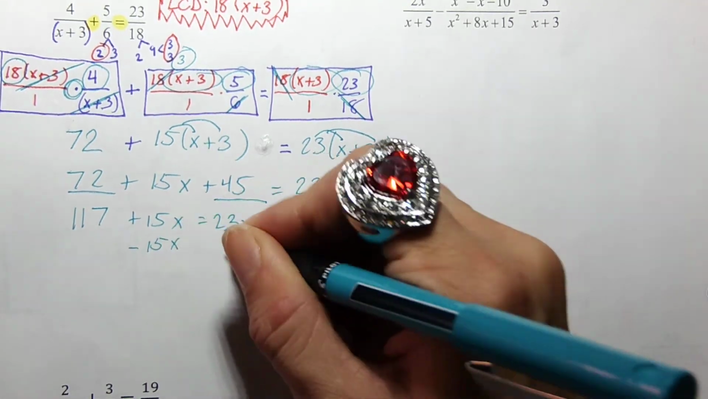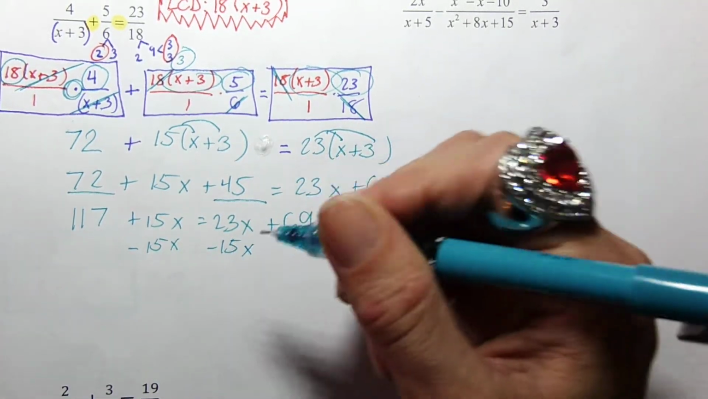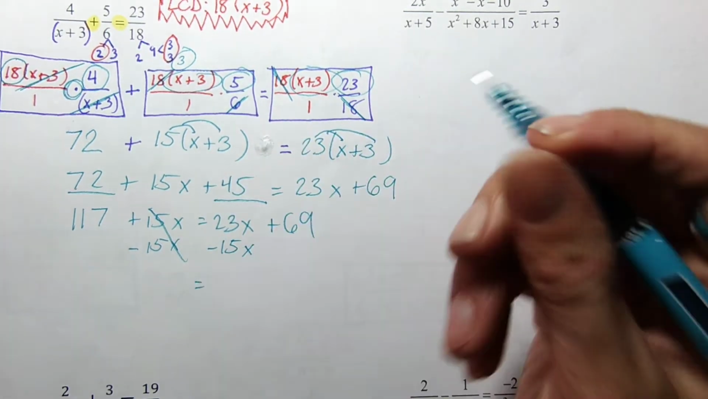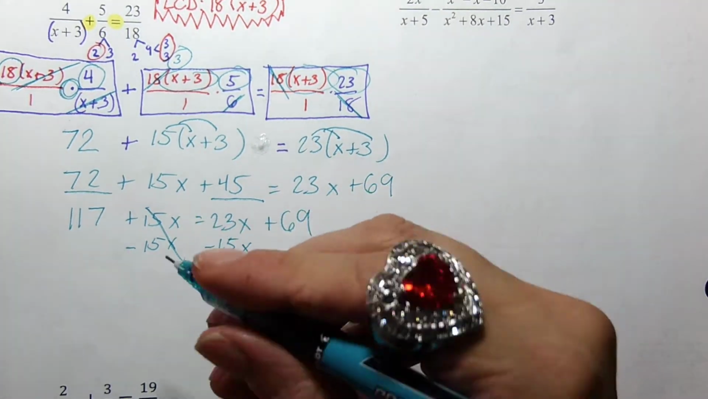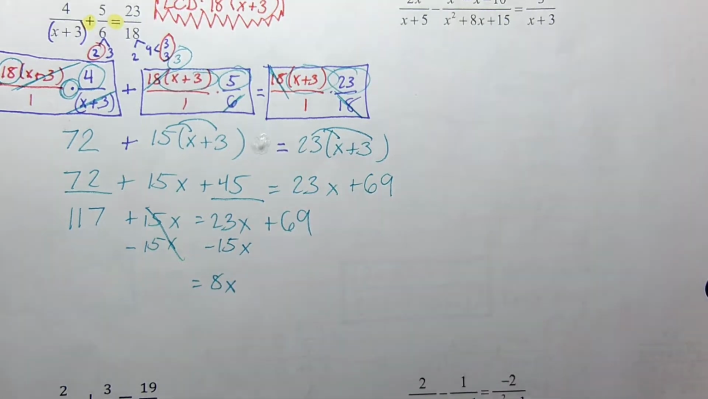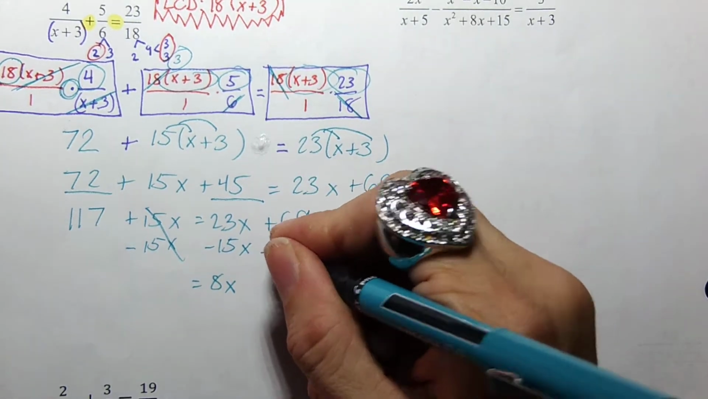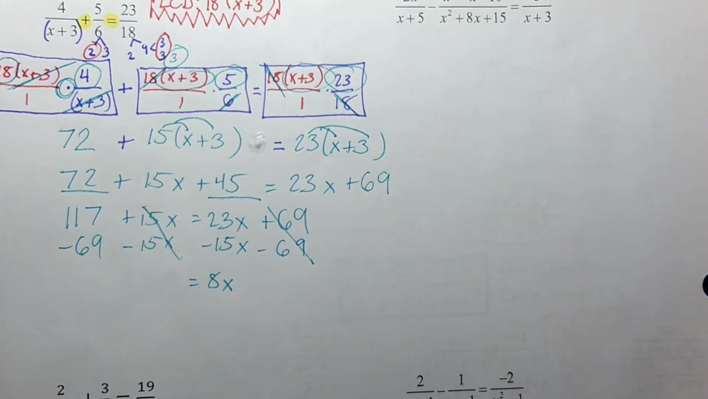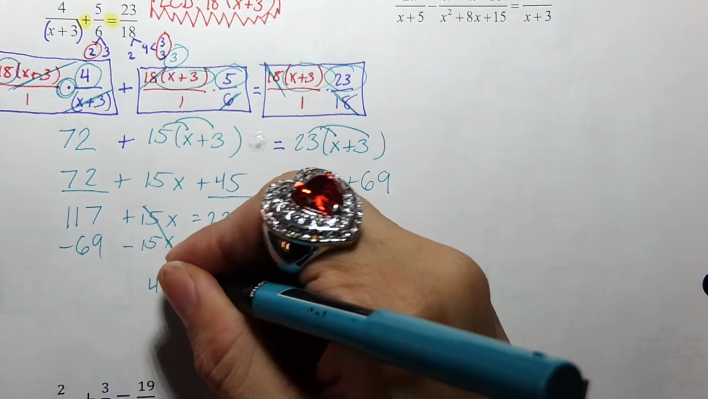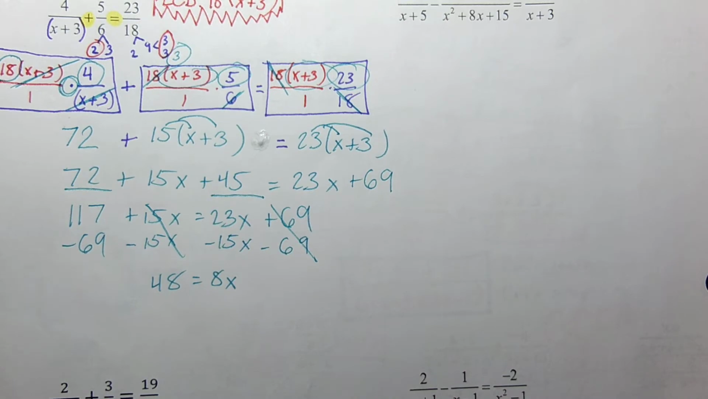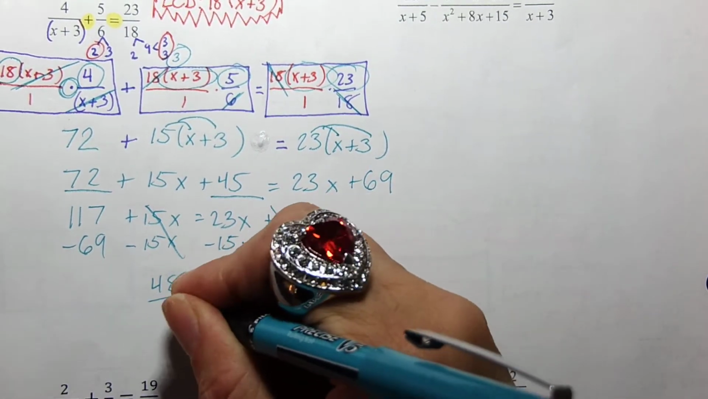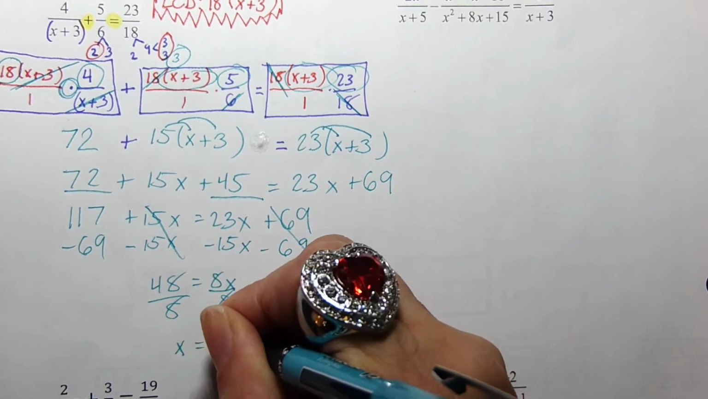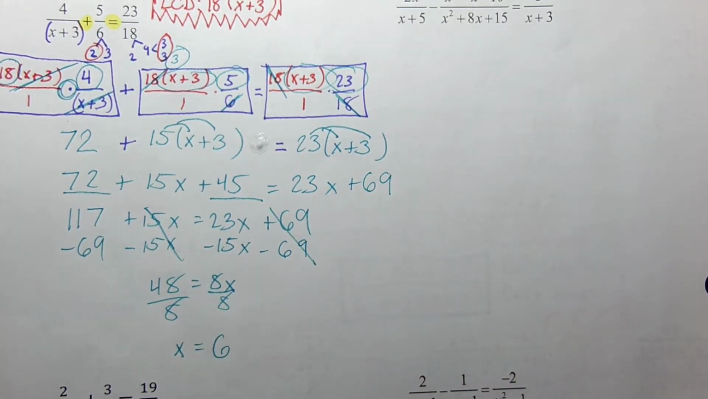I love it. So minus 15x. And that gives me 23x minus 15x is 8x. And let's go ahead and get this out of the way. Subtract 69 over to the other side, and 117 minus 69 is 48. How do we get that x all by itself now? Divide by 8. And x is 6. Don't put a box around it.